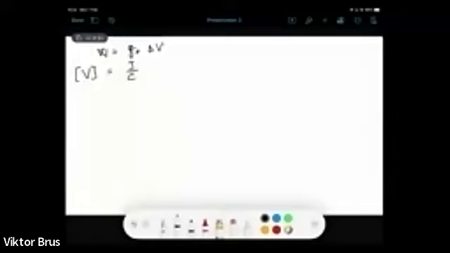So let us discuss a bit also about these units. We mentioned here that a unit for potential is joule divided by coulomb.